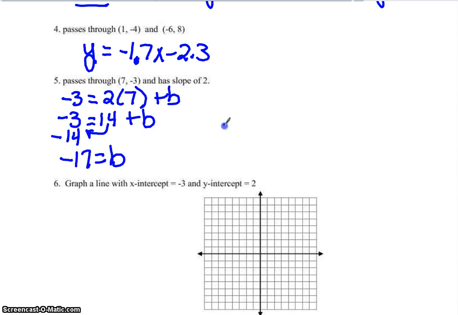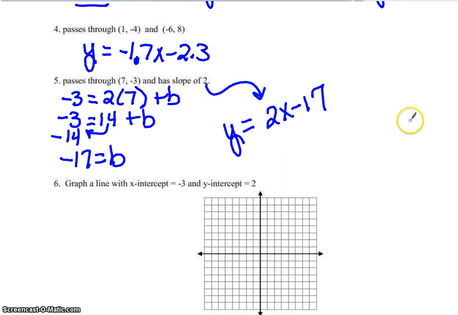Don't forget to go back and actually write your equation. Y is equal to 2x minus 17. The 2 came from the original problem information that they gave you.